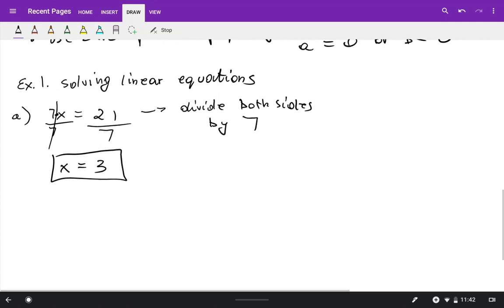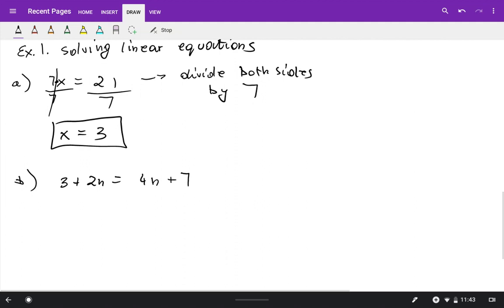Again, I know everybody can solve it. Let's do b. When we have variables on both sides, 3 plus 2n equals 4n plus 7. To solve those types of equations, and this is what I'm always going to do, to not confuse anybody, I want to keep the variable on the left side and the numbers on the other side.